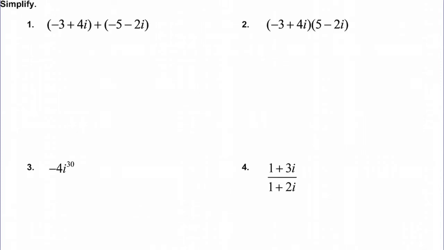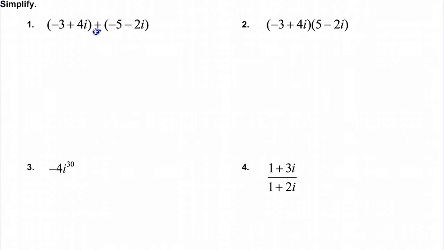Let's start off taking a look at the complex numbers that we've been working with. The instructions here say simplify, which means to carry out the operation that's there and put together whatever we can. For number one, we have an addition problem. We're going to add the two complex numbers there, -3 plus 4i plus -5 minus 2i.